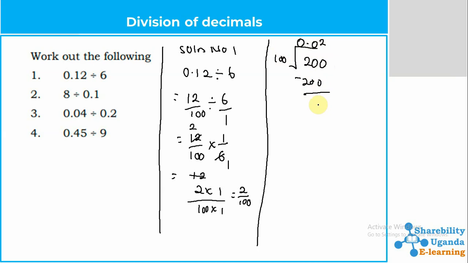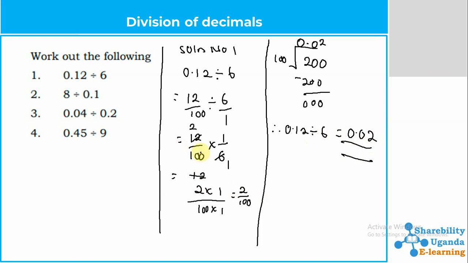So now here we can get our answers. That simply means that when you divide, therefore 0.12 divided by 6, our answer is 0.02. That is our answer.